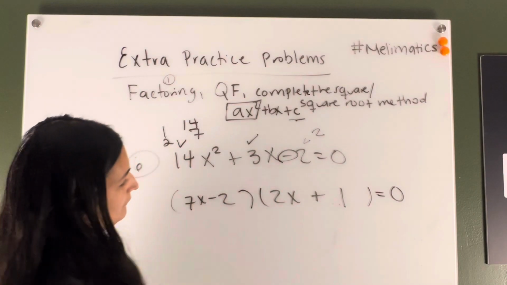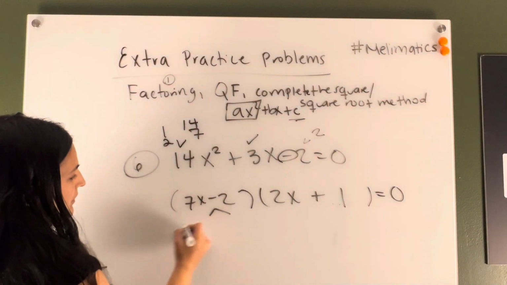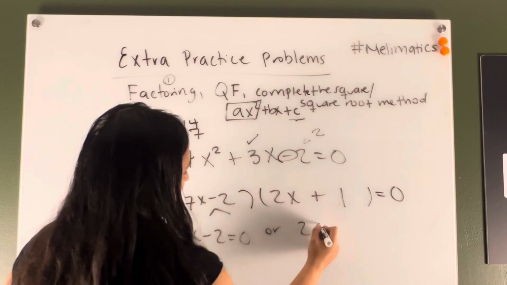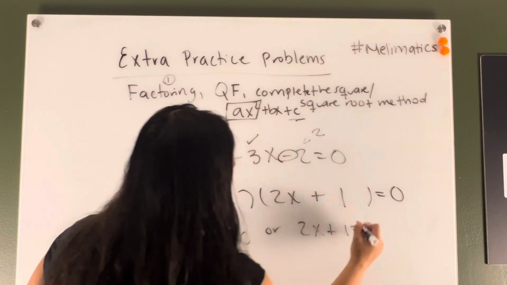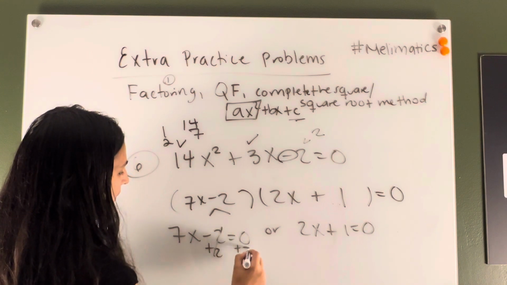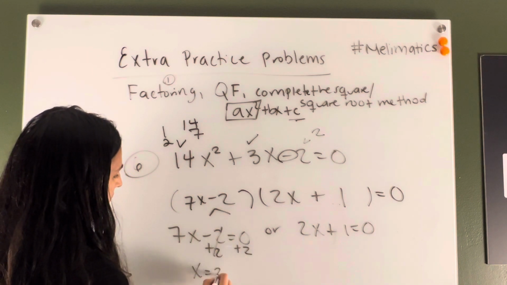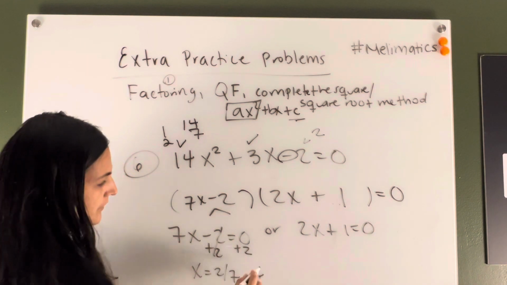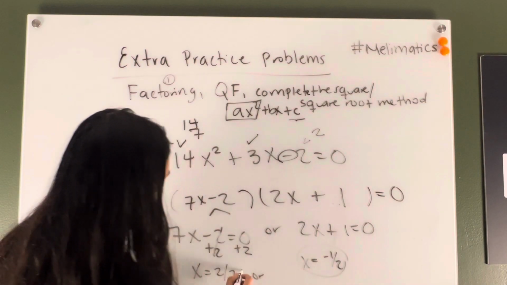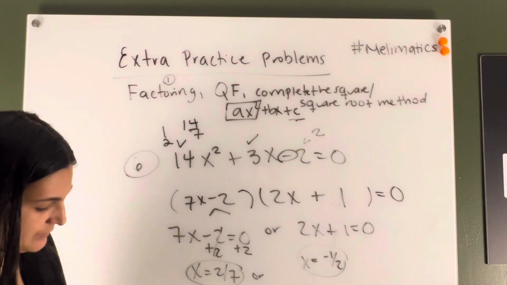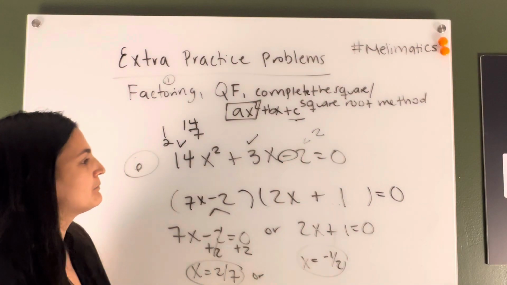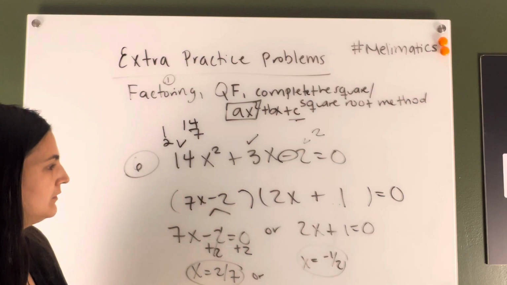Okay, so we still have to solve because it's equal to 0. So we're going to do 7x minus 2 equals 0, or 2x plus 1 equals 0. And we all know how to solve equations, right? So we're going to add 2. So it's going to be x equals 2 over 7, or x equals negative 1/2. And you can leave it like that, or you can turn it into decimals, whatever you prefer to do. Of course, decimals if you had to graph this quadratic function. Alrighty.